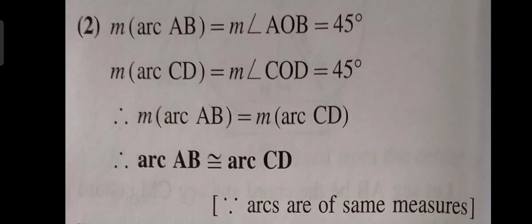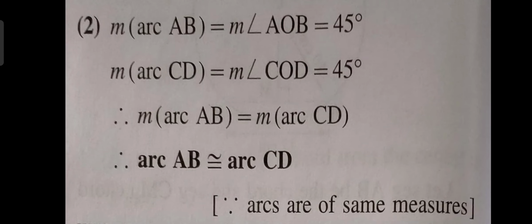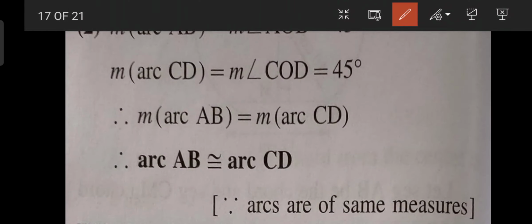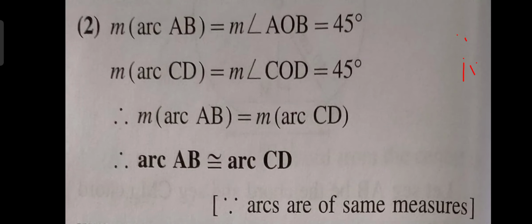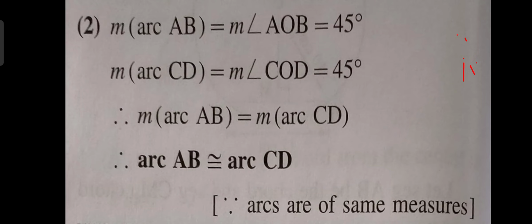Thus we can say that measure of arc AB is equal to measure of angle AOB, that is 45 degrees. This we consider as point 1. And measure of arc CD is equal to measure of angle COD, that we consider as point 2. Okay. So thus we can find that measure of arc AB is equal to measure of arc CD. Therefore arc AB is congruent to arc CD. The reason is that the arcs have the same measurements.